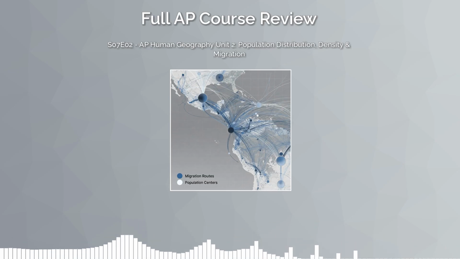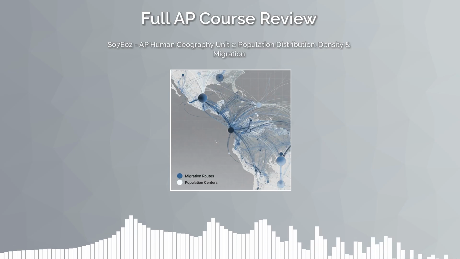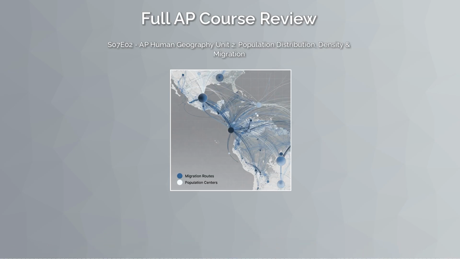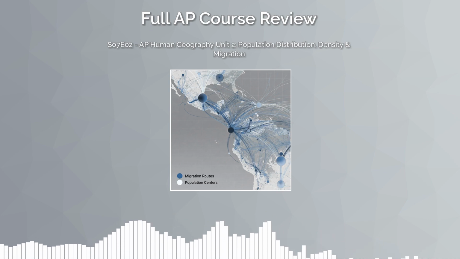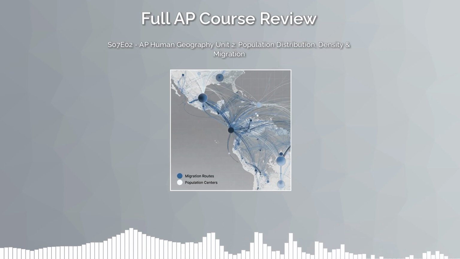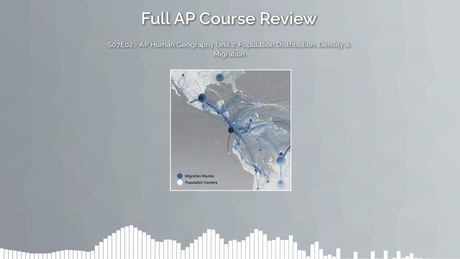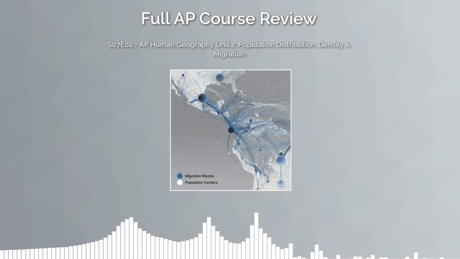Another trap involves population momentum. The idea that a population will continue growing for decades even after fertility rates drop to replacement level, simply because there's such a large cohort of young people who haven't yet reproduced. This often appears in FRQs asking you to explain why a country's population is still growing despite recent decreases in birth rate. This topic connects powerfully to the rest of Unit 2.